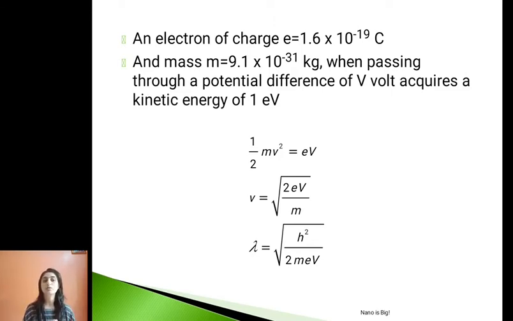So v square equals 2eV upon m, or we can write directly v equals the square root of 2eV upon m. We know that lambda equals h upon mv, and if in that formula we substitute the value of v, which is the square root of 2eV upon m, we get lambda equals the square root of h square upon 2meV.